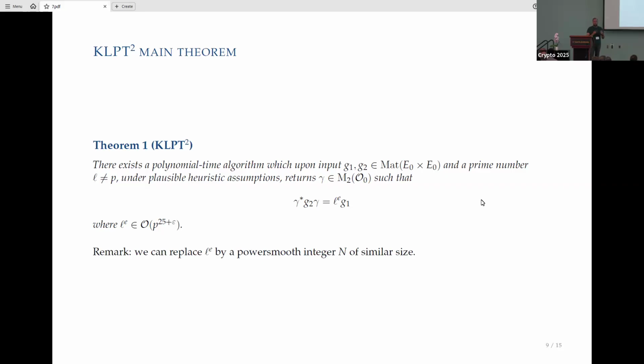Small remark, if you really want, you don't have to work with a prime power. Generically, you'll want to, because in dimension 2, isogenies of degree 2 are easiest to work with. But you can replace it by a power smooth integer as well, if you wish, for whatever application.